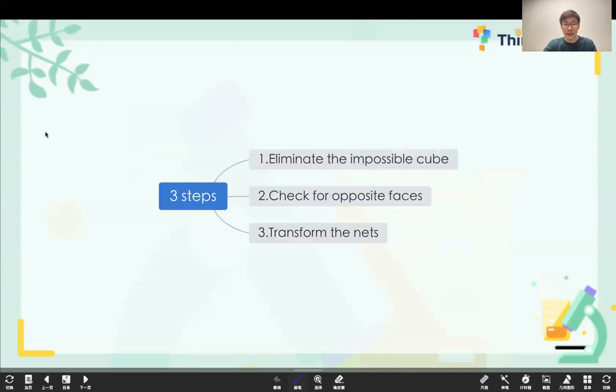So at Think Academy, we've come up with 3 steps. That means that no matter how good your 3D reasoning in your head and your spatial awareness is, you can solve any types of net questions, okay? And these 3 steps are as follows. Number 1, we eliminate the impossible cube. Number 2, we check for opposite faces. And number 3, we're going to transform the nets. Okay, so let's go through these steps together then.